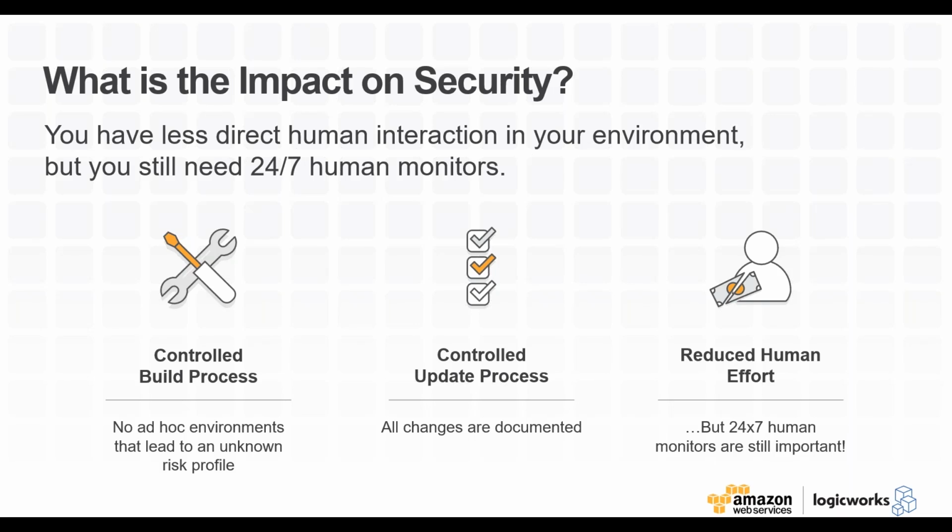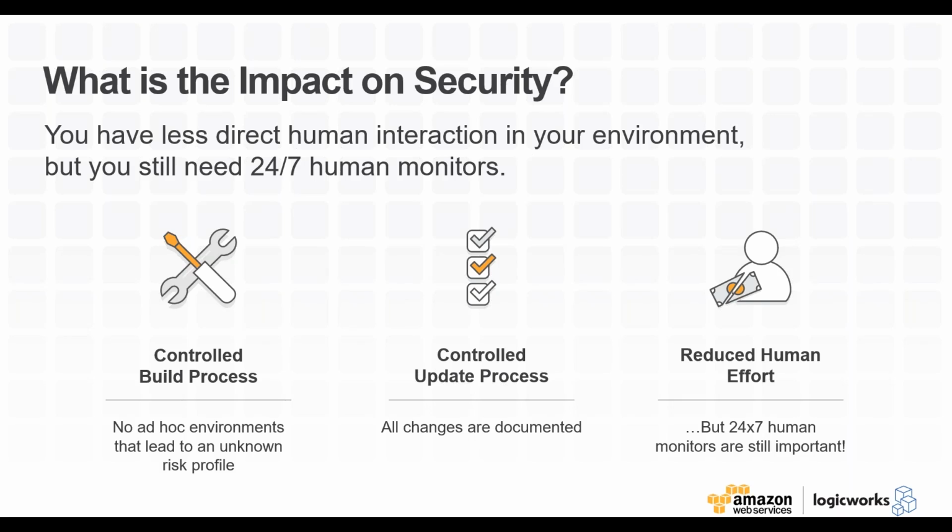Your operations team is no longer handcrafting each environment, testing environments mirror production environments, and there is consistency. Second, you have a controlled update process. Rather than doing one-off fixes and constantly firefighting, your operations team is changing code, not servers. That means every change in your environment is documented.